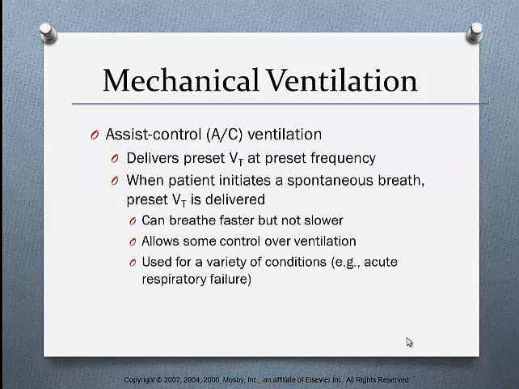Assist control ventilation. This type of ventilation is often used with our ARDS patients. They can breathe on their own, or they have to be able to breathe on their own. These patients can have Guillain-Barré syndrome, pulmonary edema, acute respiratory failure. It does deliver a preset tidal volume at a preset frequency, and when the patient initiates a spontaneous breath, the preset tidal volume is delivered. The patient can breathe faster, but it does not allow them to breathe slower, so it won't allow them to hypoventilate, and it allows the patient some control over ventilation.